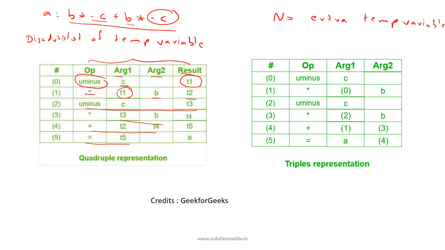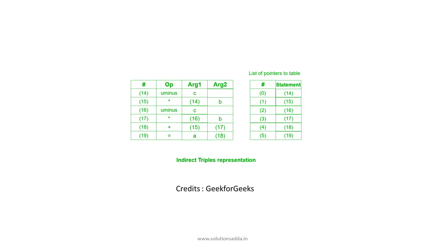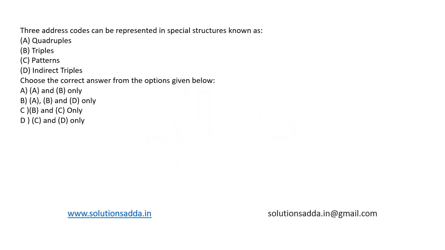Next, we have the indirect triple representation. An indirect triple representation makes use of a pointer to list all references to the computations, which are made separately and stored. It's similar in utility to quadruple representation, but it requires less storage space. Temporaries are implicit and it is easier to rearrange code. So these are the three forms of representing three address codes. Based on the options, option B, A, B, and D only, is the correct answer here.